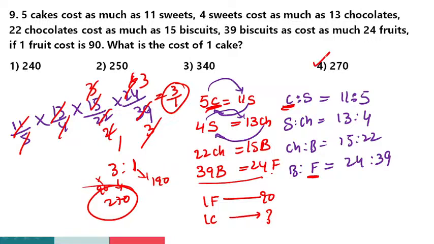One cake costs how much, guys? 270 rupees. Clear, all of you? Any doubts regarding this problem, guys? Okay, right. And next one.